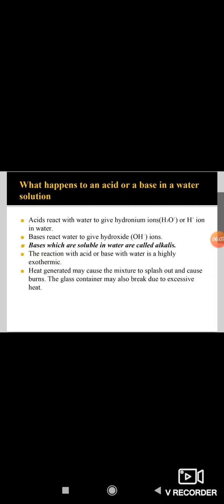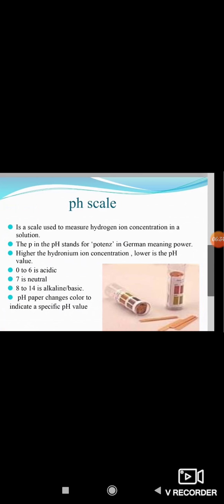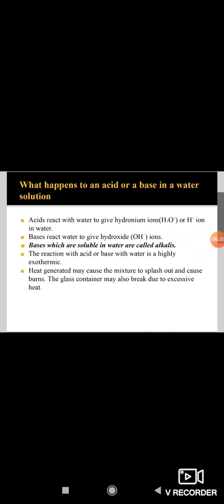But a base reacts with water to give hydroxide ions, or OH minus ions. Bases that are soluble in water are called alkalis. The reaction of an acid or base with water is highly exothermic. The heat generated may cause the mixture to splash out and cause burns. The glass container may also break due to excessive heat.